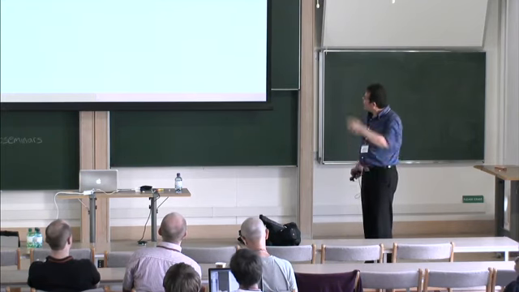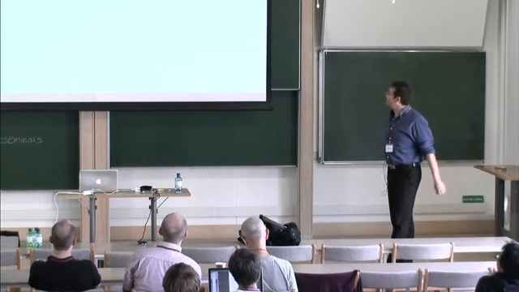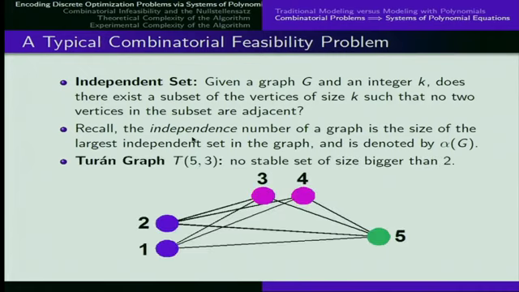So the question is, is there a stable set of size k inside your graph? The independence number or the stability number is the size of the largest independent set in the graph, and as Tim mentioned today, the clique number or the independence number, which are the same thing, is NP hard to compute. Okay, so here's a graph with an independent set. The independence number is 2. Here's the largest independent set.